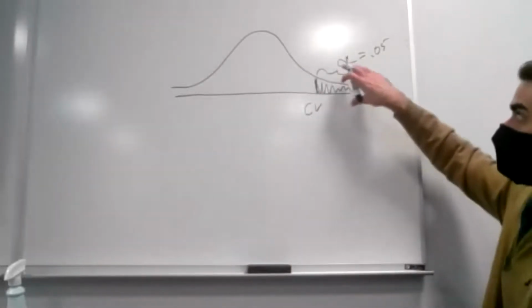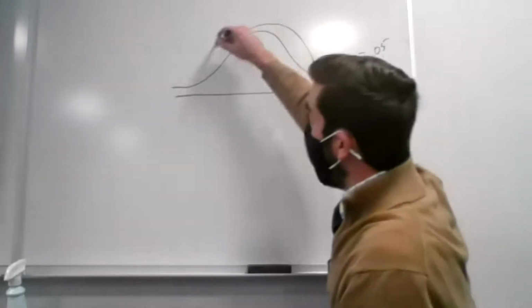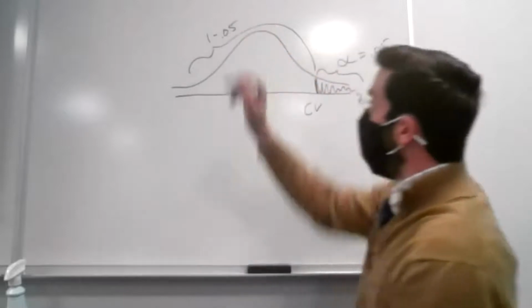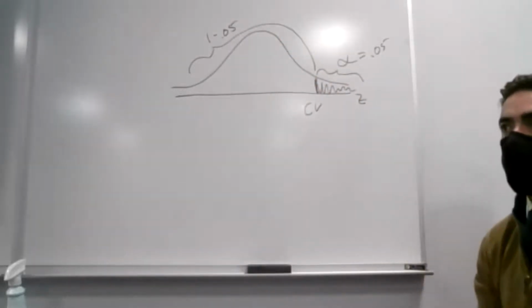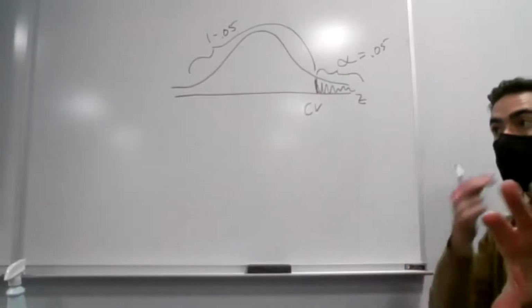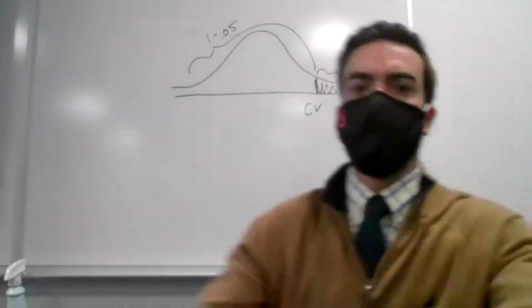So if I want 0.05 in this upper right tail, to find the value that would give me that, I actually need to look up 1 minus that alpha, right? Because the area to the left of that critical value is the area that I have to look up in that table. So here I'd look up 0.95.